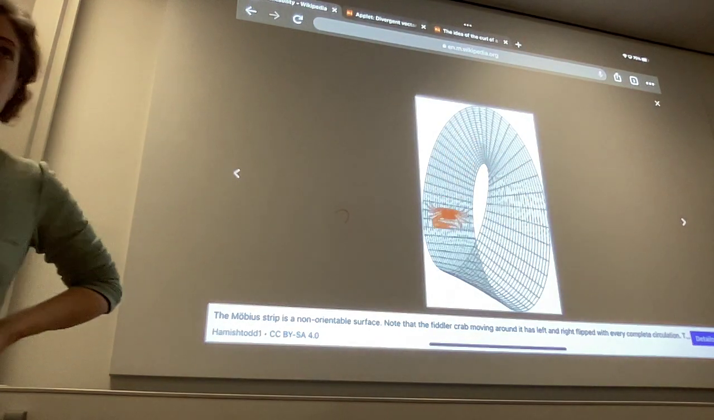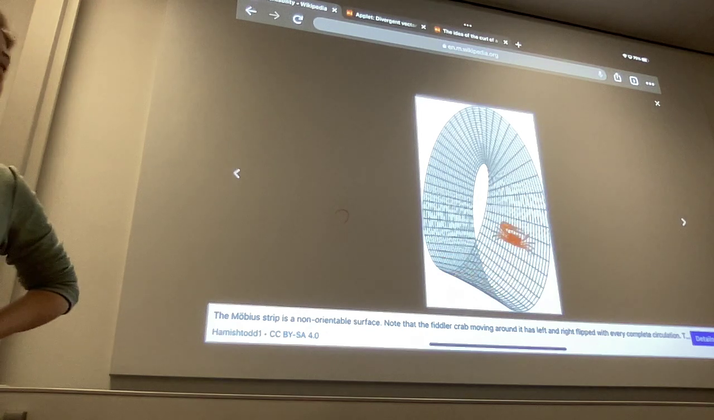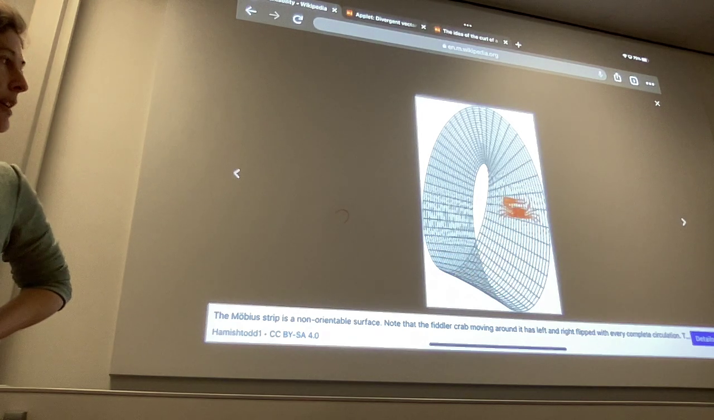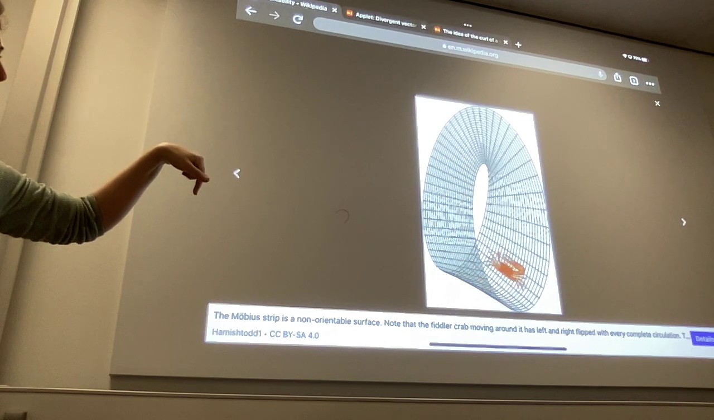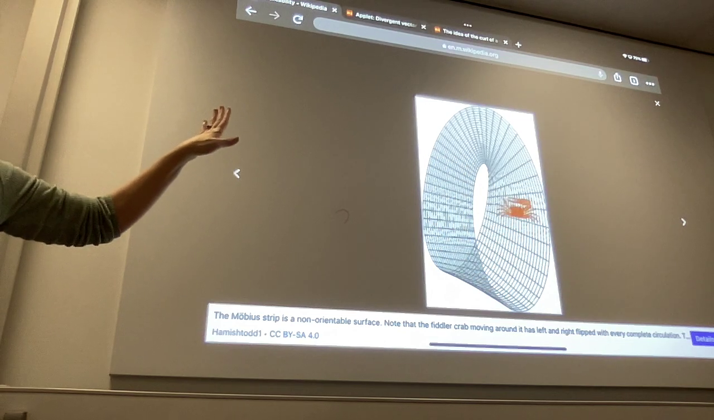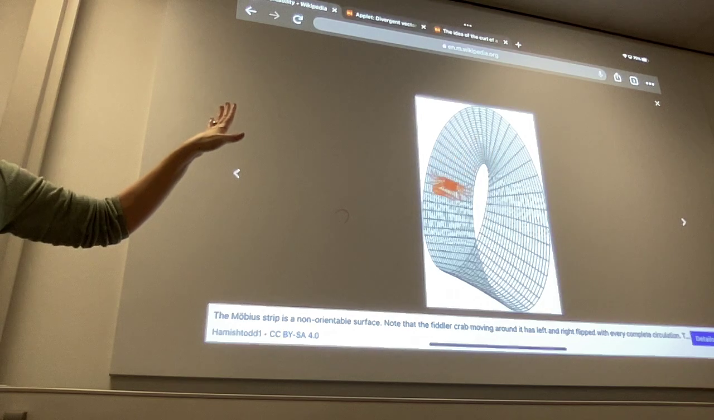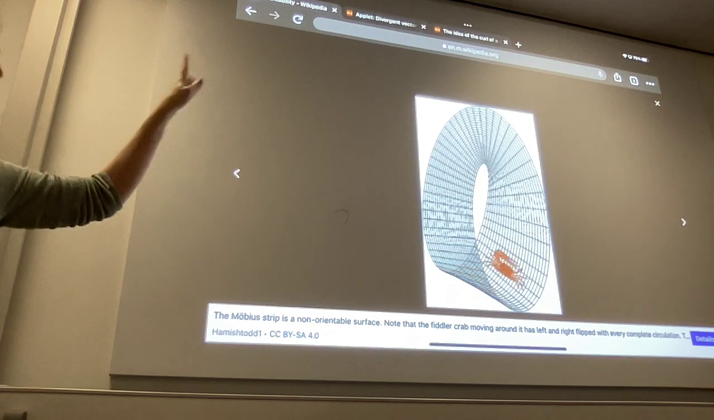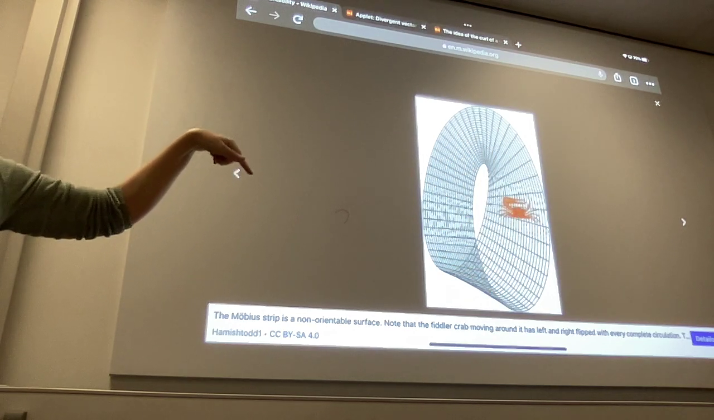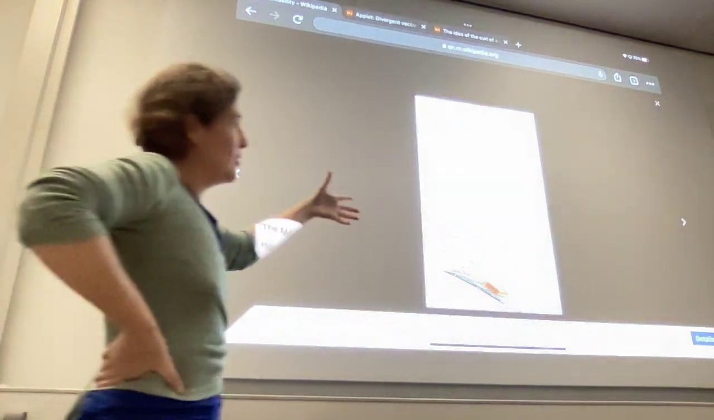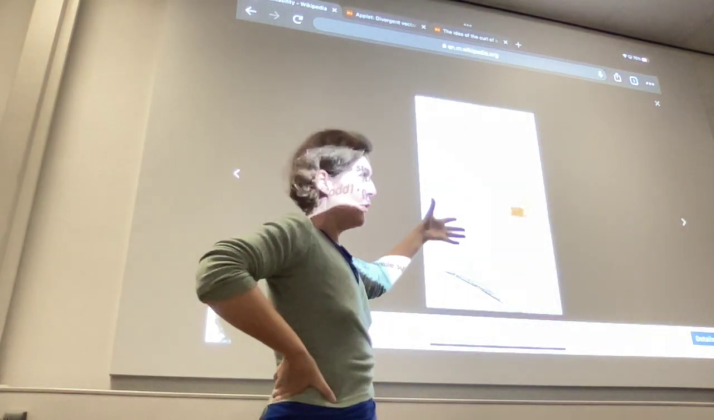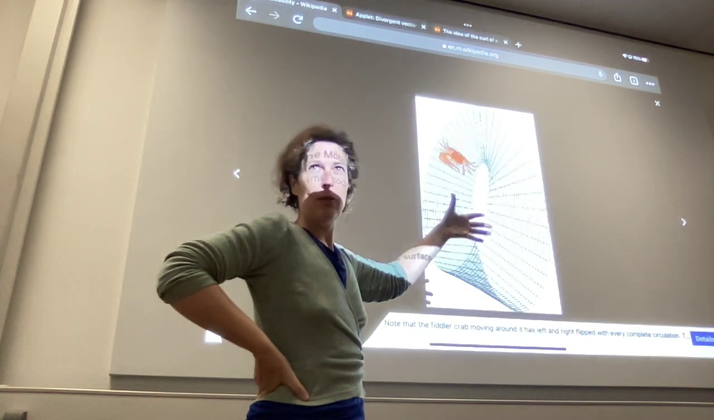So here's a Möbius strip. If I take my image of a crab, then once it goes one complete way around, the crab is flipped because of the way the surface works. The crab has to go twice round to get back to how it was. What is the problem here? The problem essentially with a Möbius strip is I can't tell you an inside and an outside of the strip.